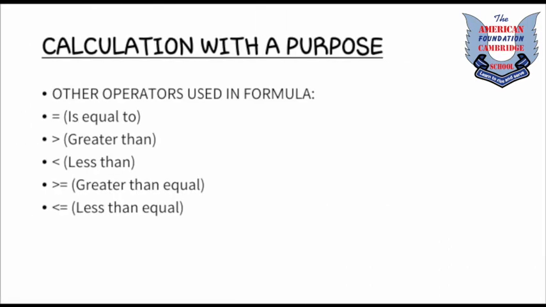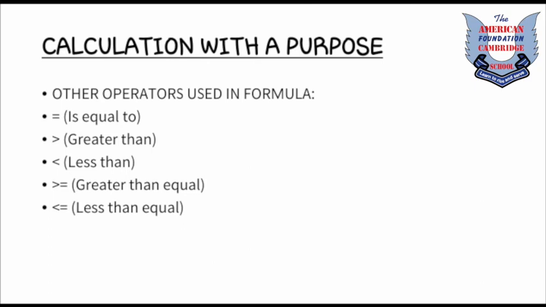Other operators used in formulas. The first is equal to. The equal to sign, as I already told you, we can also use before typing the formula, and to match something, like A1 equal to A2, or to match a row or column as well. Here are some more operators: greater than, less than, greater than equal to, and less than equal to. They apply on a spreadsheet if you want to use any condition.